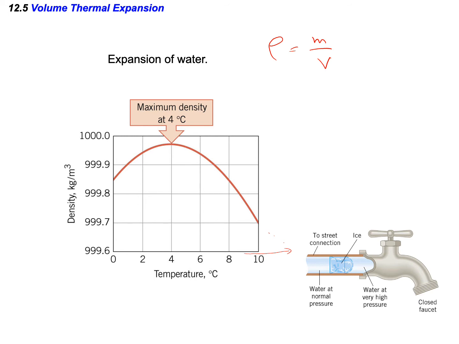For example, if you take water, it has a very strange behavior. It follows the same trend, but only down to 4 degrees Celsius. After 4 degrees Celsius, when it cools more, its density decreases. So let me take an example.